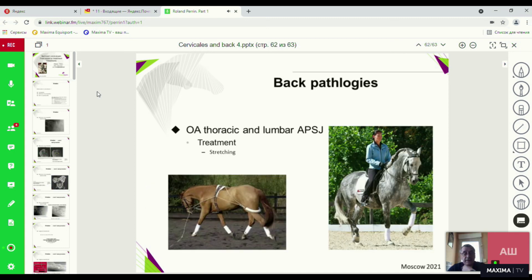And after, never forget that equitation and how the rider uses the horse can help, or the opposite can worsen this kind of problem.